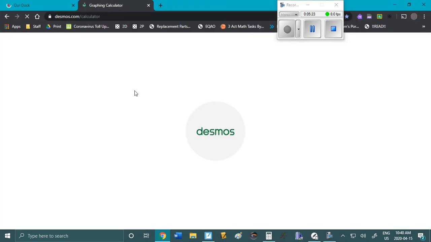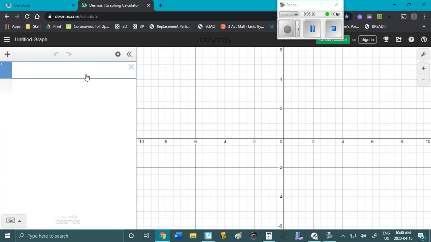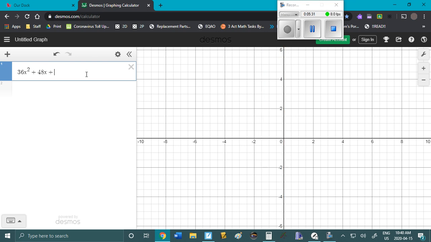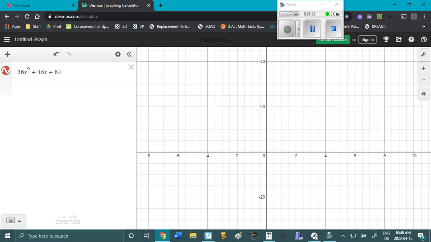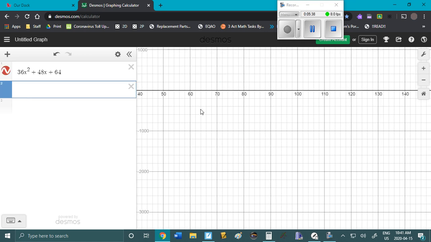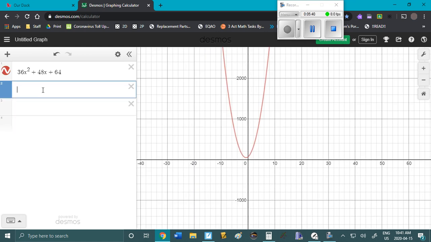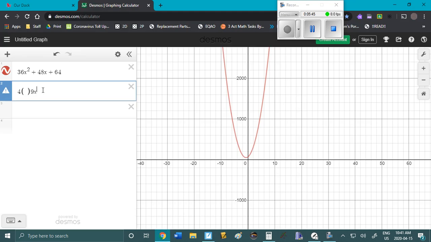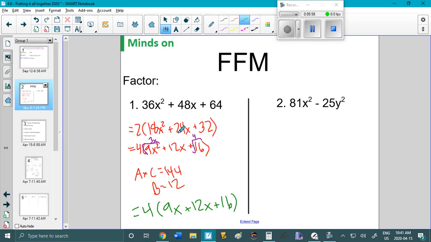And let's take a look in Desmos, because remember, we can always graph these things, or usually. So 36x squared plus 48x plus 64. Okay, so let me shrink this down. There we go. Okay, so there's that parabola. It's a bit of a crazy parabola, but let's try this. 4 bracket 9x squared plus 12x plus 16. Okay, that's the same, and that's what we got here.